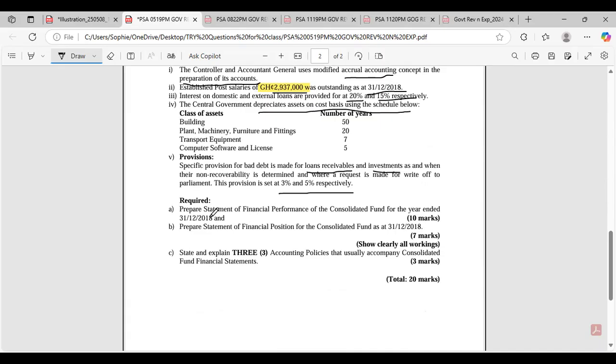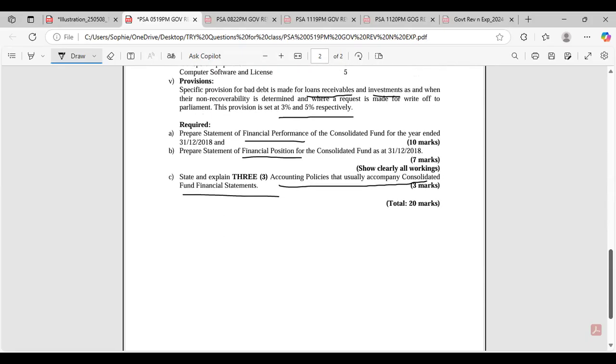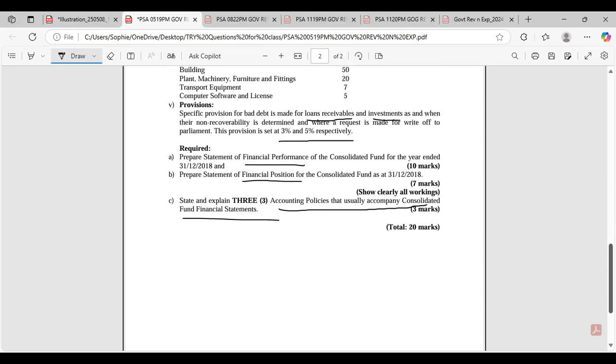What are the requirements? They are saying we should prepare a statement of financial performance, like I mentioned. They are just going to do revenue and expenditure. The question will not say prepare statement of revenue and expenditure, but statement of financial performance, for 10 marks. Then prepare a statement of financial position. Then we are asked to state accounting policies that usually accompany the consolidated financial statements. Some of them are preparing the financial statements on an accrual basis. It's an accounting policy.